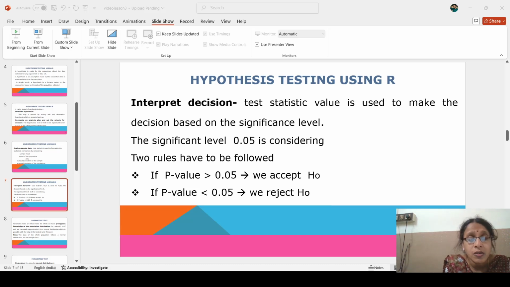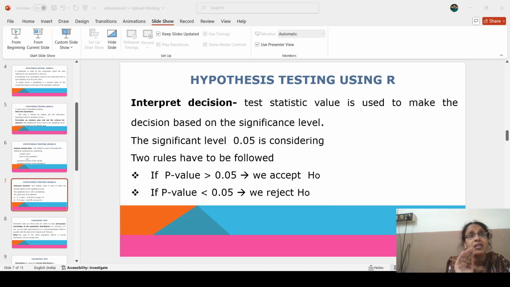Perform the one sample t-test with population mean equal to 10. So we apply the syntax t.test of the vector sample_data and mu equal to 10. After running this code, I get the output p value equal to 3.713e-07. Here e-07 means 10 to the power of minus 7, the number written in decimal form like this.